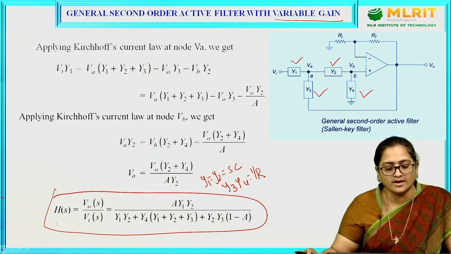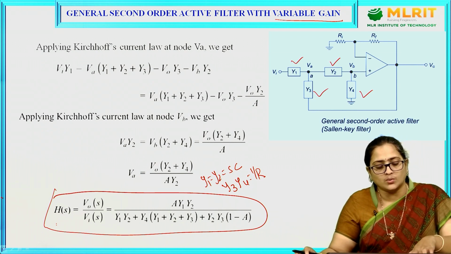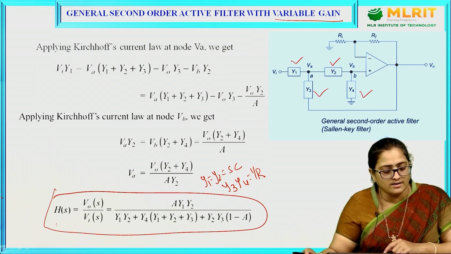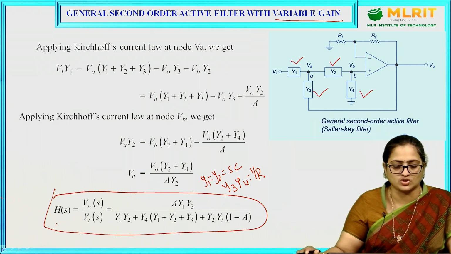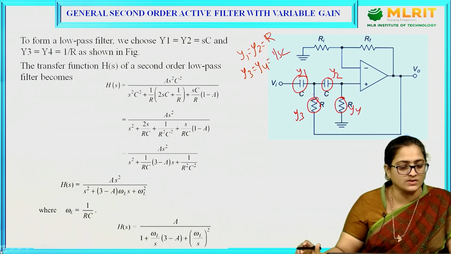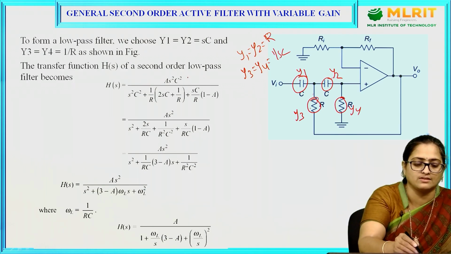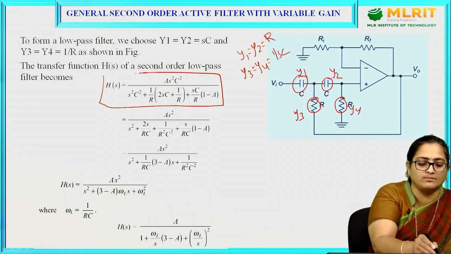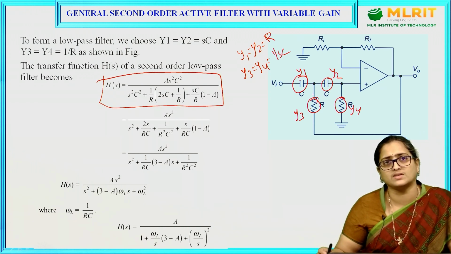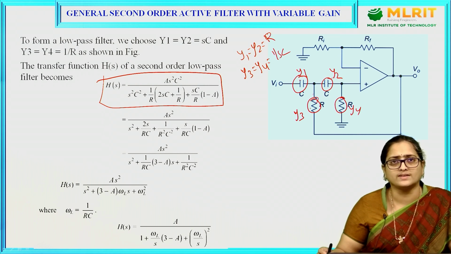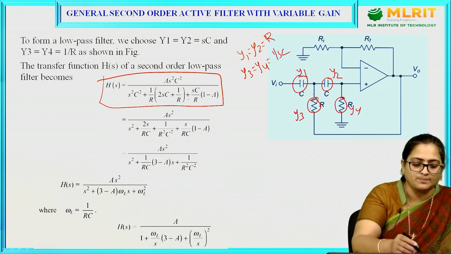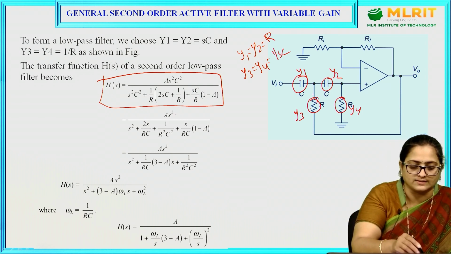Now here I am simply substituting y1, y2 as sC and y3, y4 as 1 by R. If you can solve this expression, you will get the final transfer function as H(s) equals A into s square C square divided by s square C square plus 1 by R into 2sC plus 1 by R plus sC by R into (1 minus A). So, if you can expand this expression, you can write A s square.